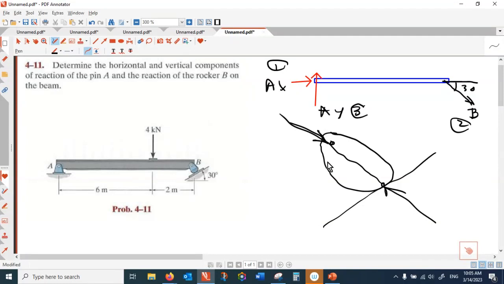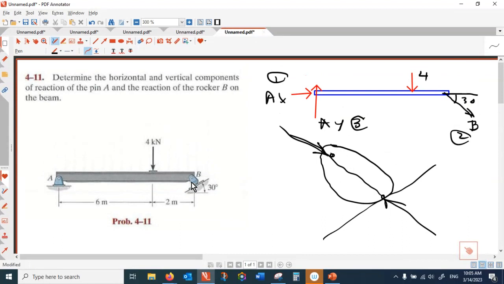And my free body diagram is not complete because I forgot to include 4 kilonewton right here. Now it's complete. And with this new free body diagram, what is the best point of rotation? I can start with the condition of rotation, can't I? Yes, yes. All right.